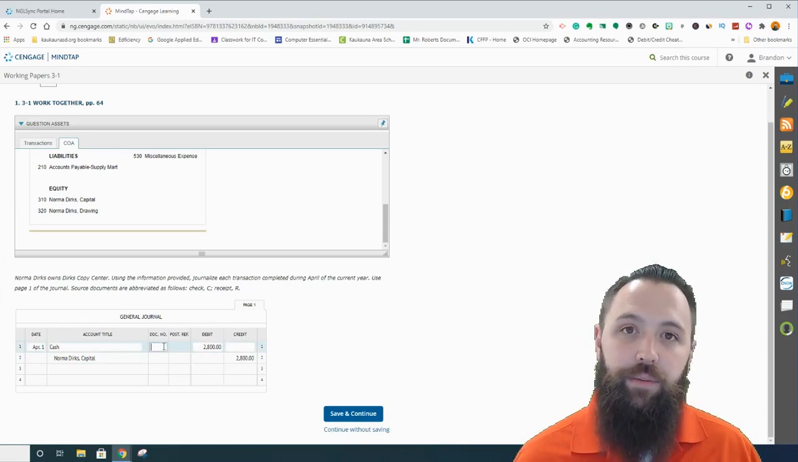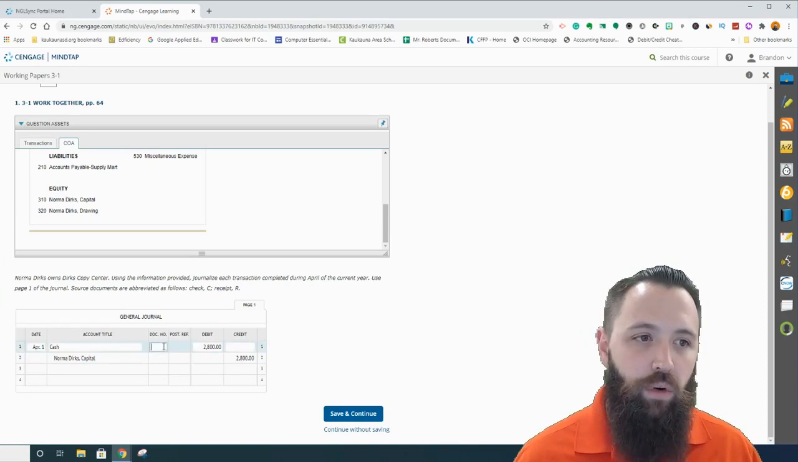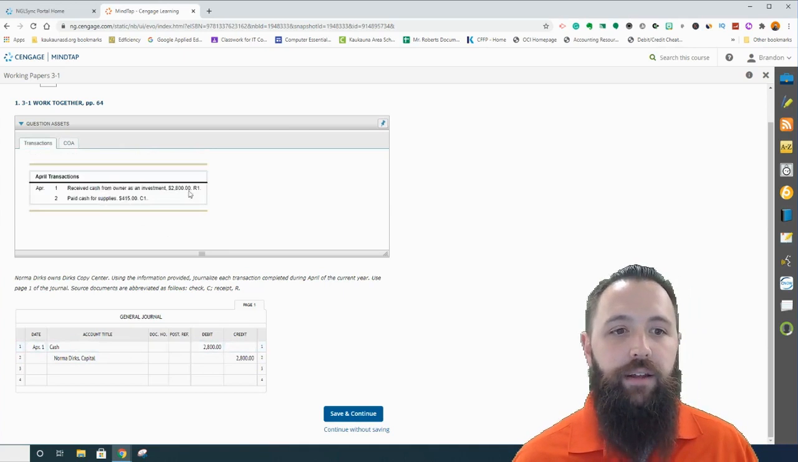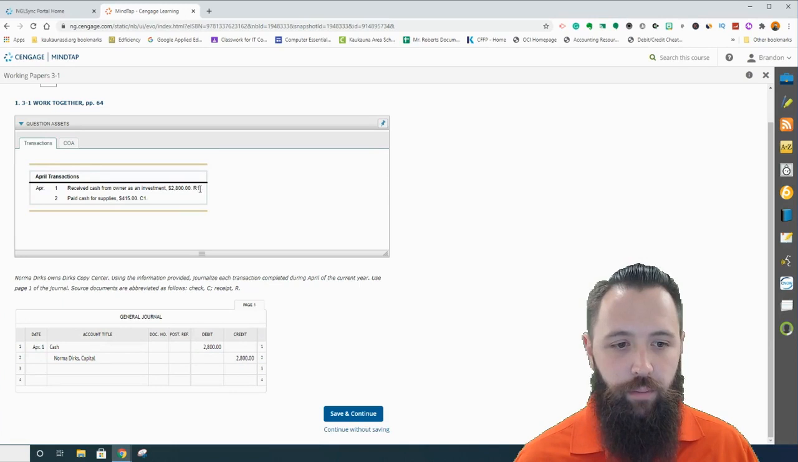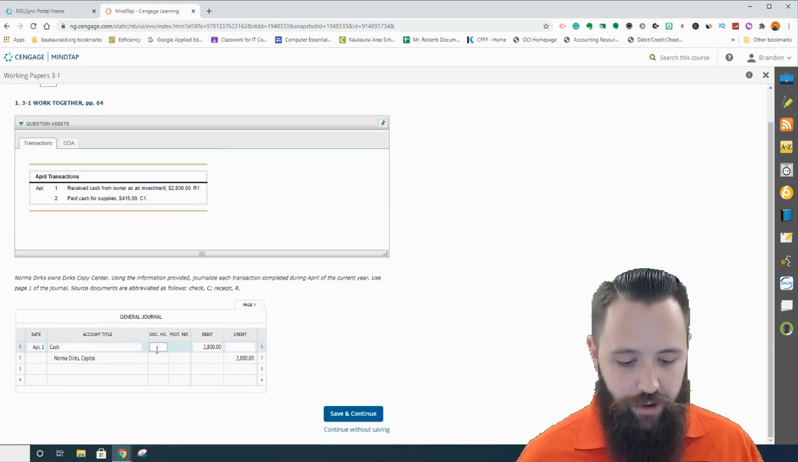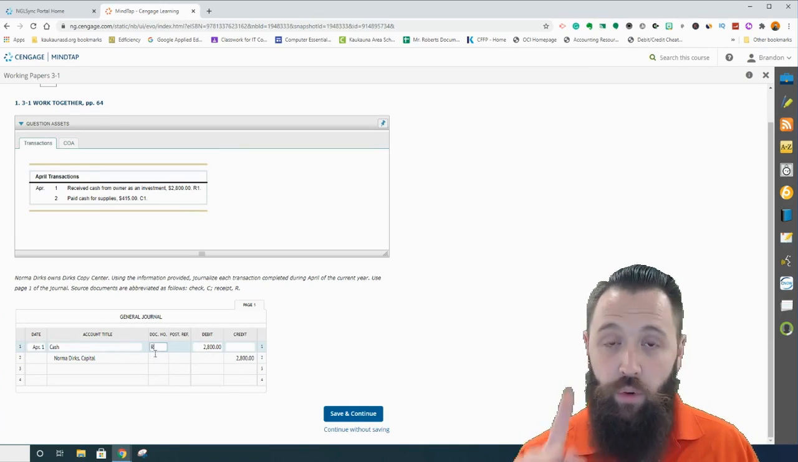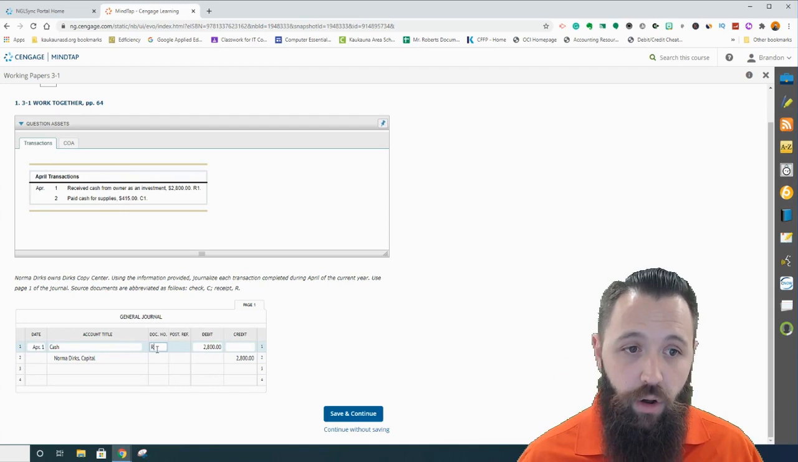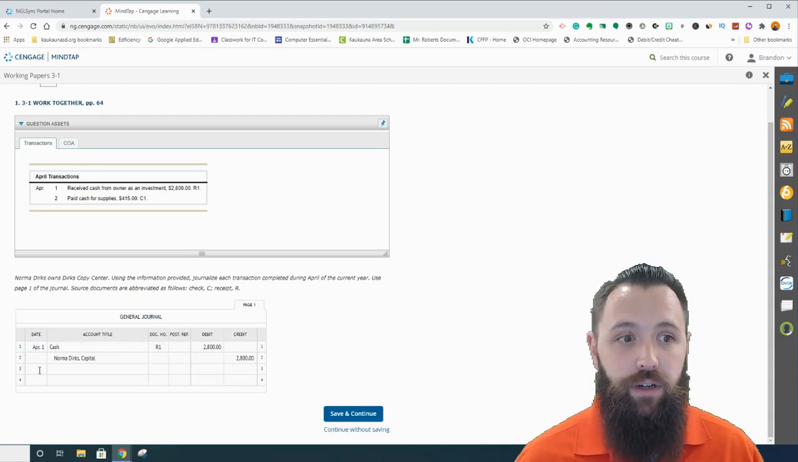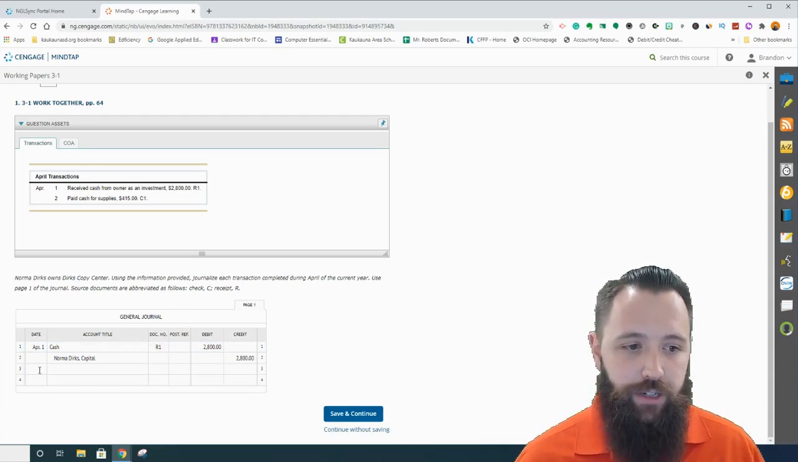Now when we go to document number, step number 4, we're going to write in the source document. And here it's receipt number 1. So on the debited transaction, you don't put it in the second one down, you just put it in once, and it's R1. So let's move on to the second transaction because we've successfully completed the April 1st transaction.